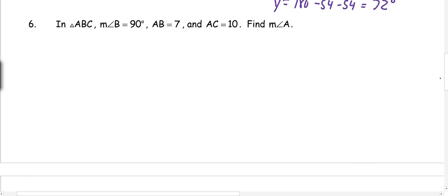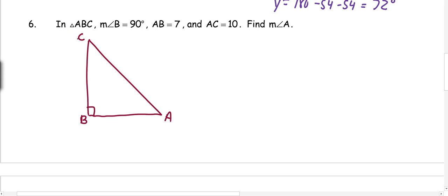In number 6, triangle ABC, the measure of angle B is 90 degrees, AB is 7, and AC is 10. So we're going to draw ourselves a triangle. The important piece here is that B is the right angle, and we can put A and C in either vertex. We know that AB is 7, and we know that AC is 10, and we need to find the measure of angle A. So we'll call this x.